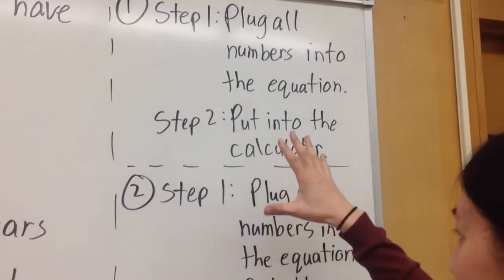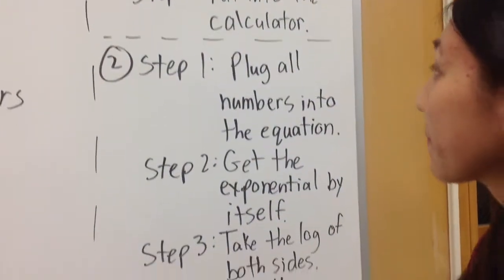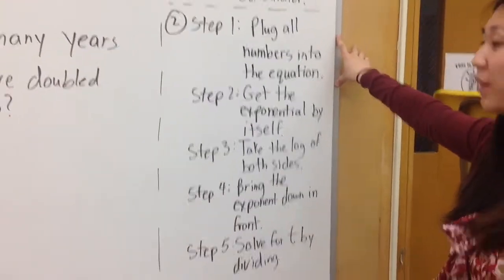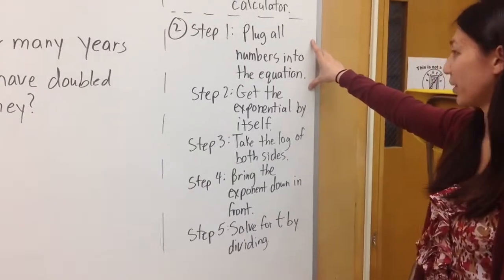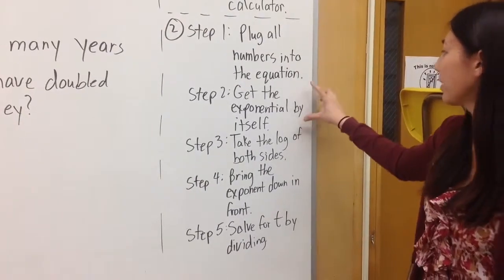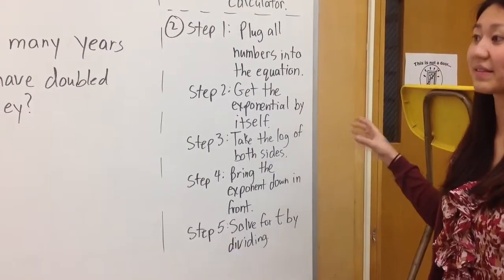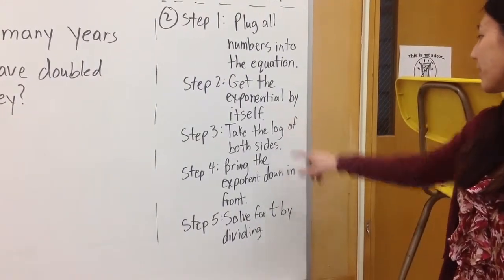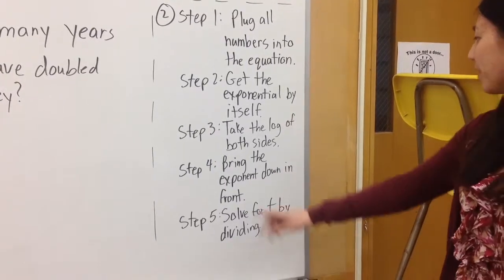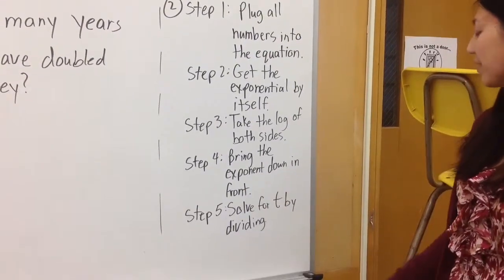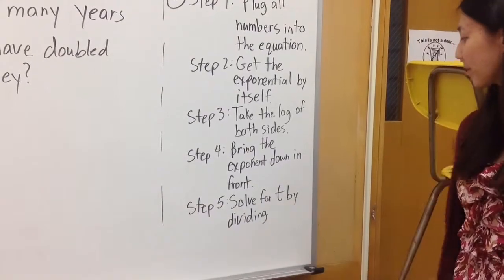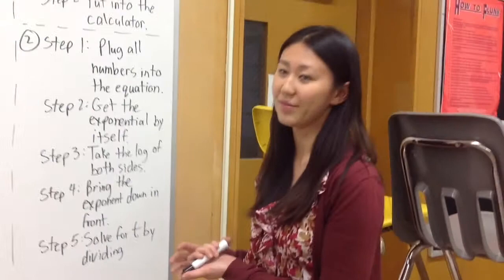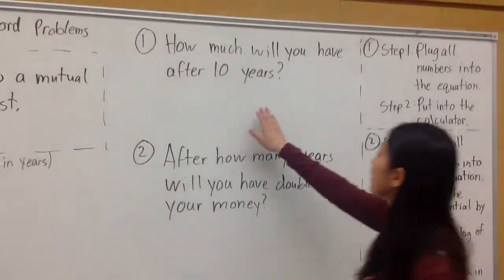Here are the steps for the second problem. The first thing you want to do is kind of like the first problem. You plug all the numbers into the equation. The second step is you want to get the exponential by itself, and I'll explain what that means when we get to that part. Here, we are taking the log of both sides, and then we want to bring the exponent down in front. Lastly, we're going to solve for t by dividing, and we are putting that into the calculator as well.